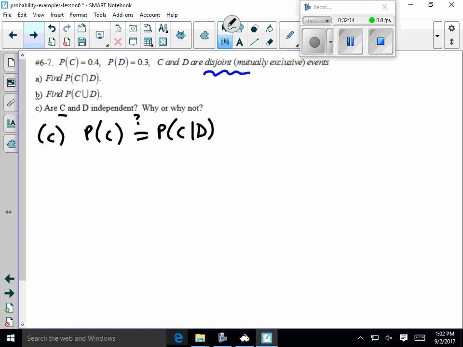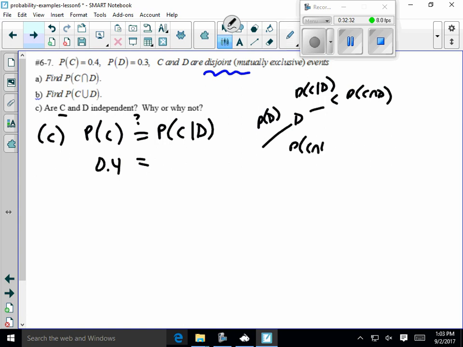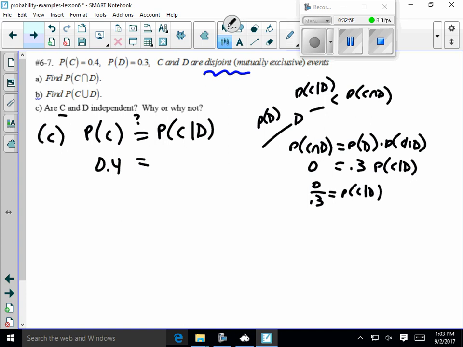All right, so the probability of C is given, that's 0.4. The probability of C given D, well, if I do my tree thing, D would happen first, then C. This is the probability of D. This is the probability of C given D. And this is the probability of C and D. So the probability of C and D is the probability of D times the probability of C given D, right? And I know the probability of D is 0.3, and I know the AND probability we calculated previously to be 0, right? Because there's no overlap because it's disjoint. So the probability of C given D would be 0 divided by 0.3. Okay, so this probability here is 0, right?